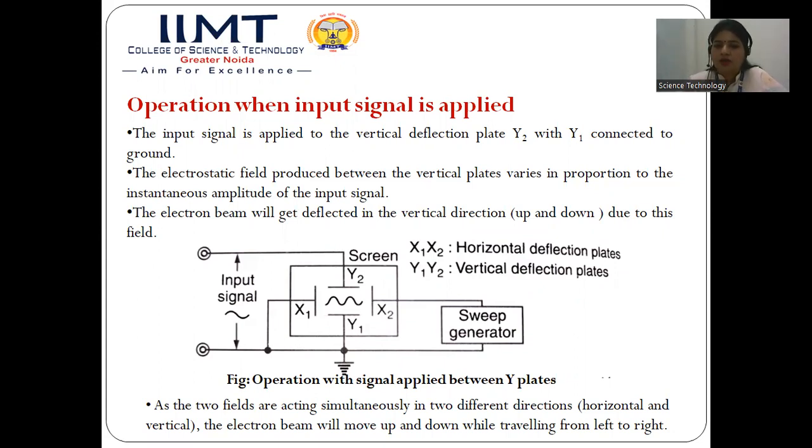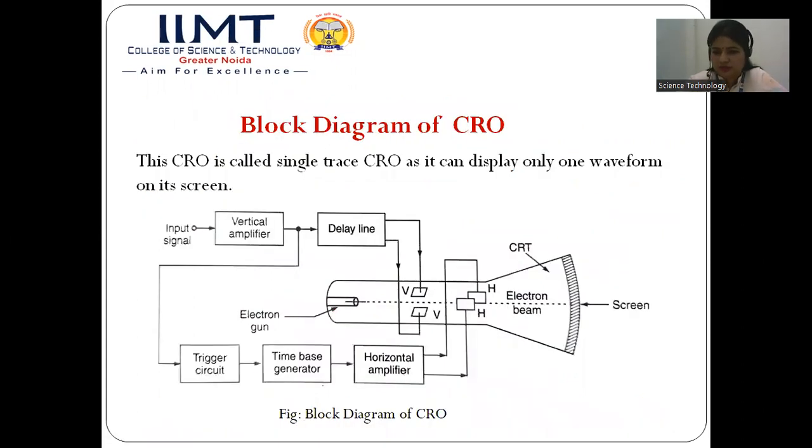Now that was all about the CRT, that is the cathode ray tube, its construction, its working, and how it is helpful in getting the input signal on the screen. Now we'll move back to the block diagram of the CRO. We have discussed this part, the CRT, that is the cathode ray tube. We have discussed the different parts of the cathode ray tube and learned how the signal is displayed on the screen. Now let us talk about the remaining part of this block diagram.